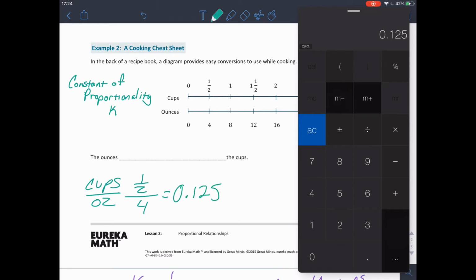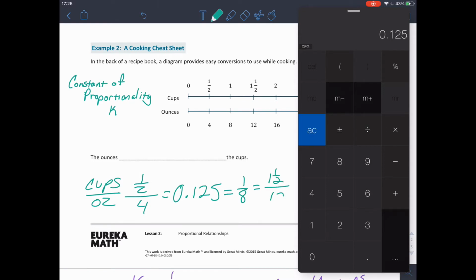So that's 1/2 divided by 4, 0.125. I can do the same thing with 1/8. 1 divided by 8 gets me the same number, so I'm just going to set that as equal. It's a good thing that came out the same. Well, how about 1/2 divided by 12? Same exact thing again.